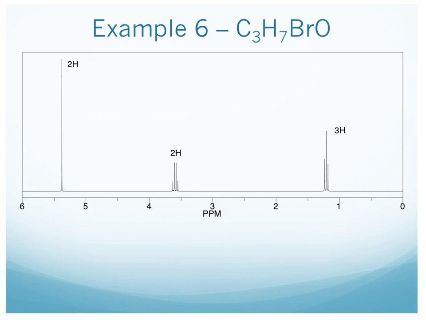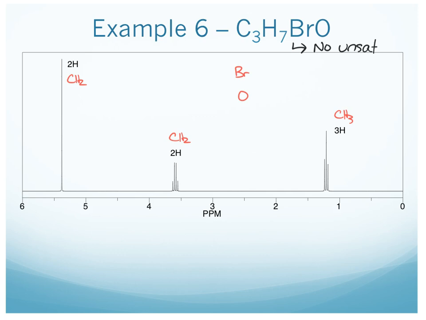Okay, example 6, C3H7BrO. No unsaturations, so we don't have to worry about any rings or double bonds or triple bonds. Let's go through and assign some groups. We'll do a CH2, CH2, CH3. There's our 3 carbons, our 7 hydrogen. We still have a bromine and an oxygen.